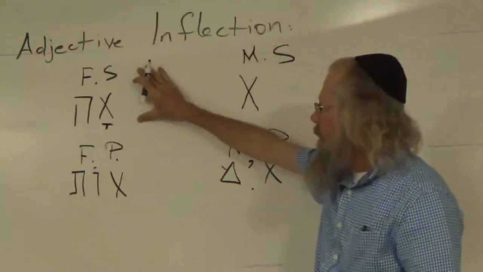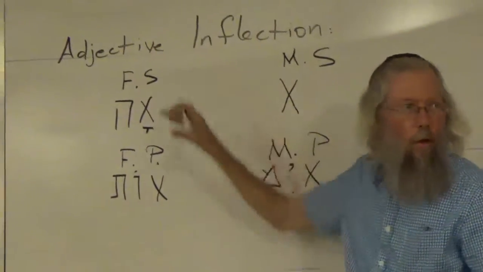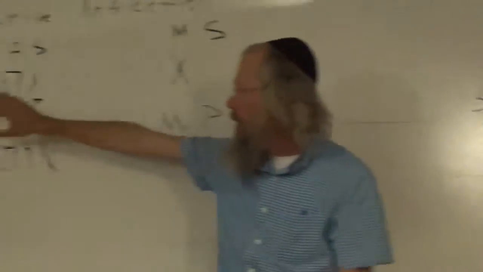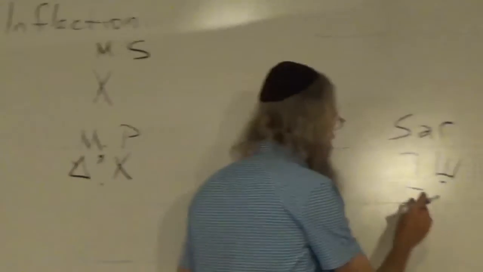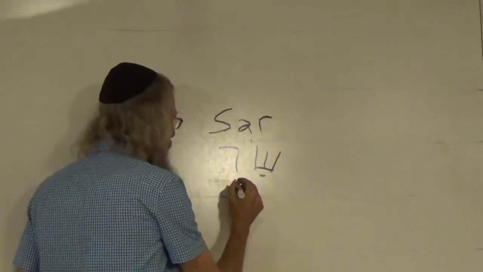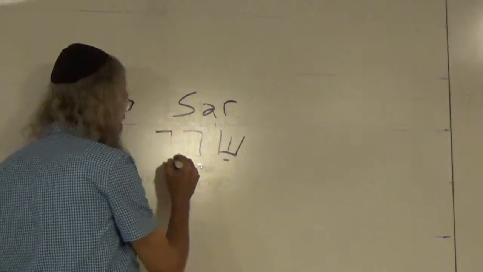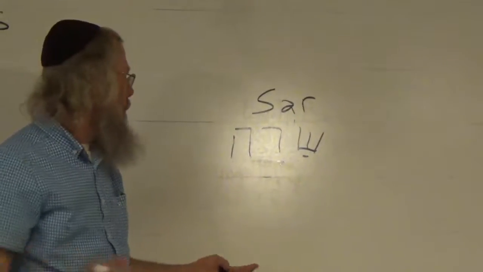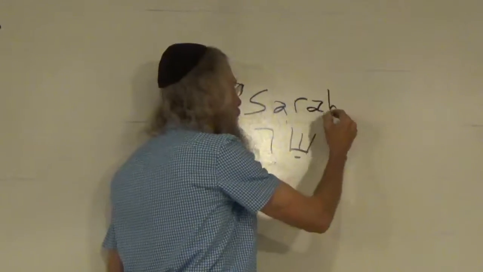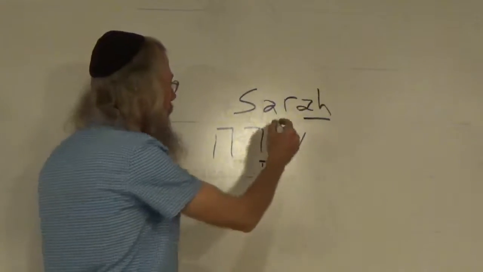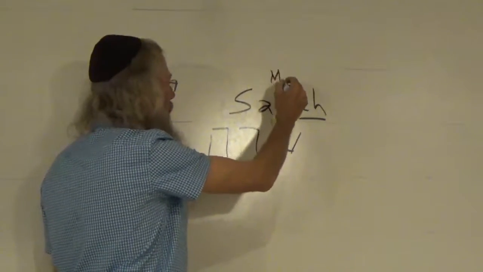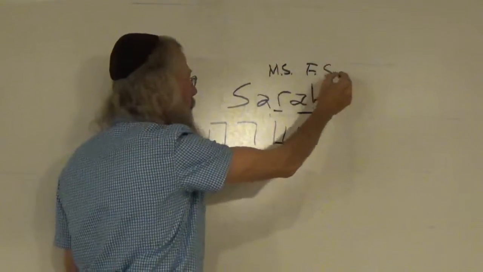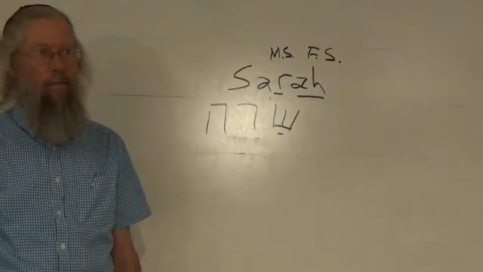So feminine singular, you have the last word of the masculine, and then you add the he. So you add the he. And now you have Zara. Right there, if you stopped there, that was masculine singular. Now you add this, and it's feminine singular. Got it? Okay.